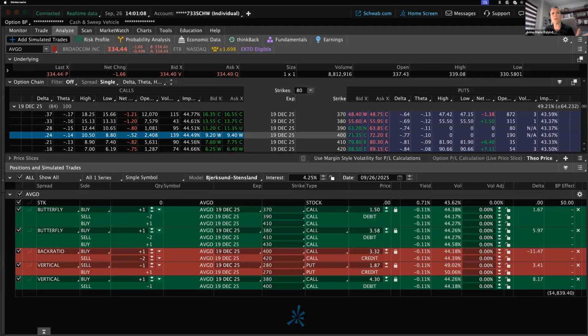They might not call it a back ratio. They might just call it a ratio spread. Luckily that's not as hard as it used to be, but there's nothing wrong with picking up the phone and calling your broker, because that's what they owe you.